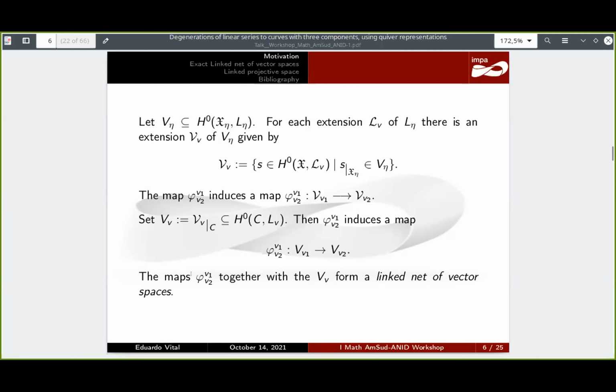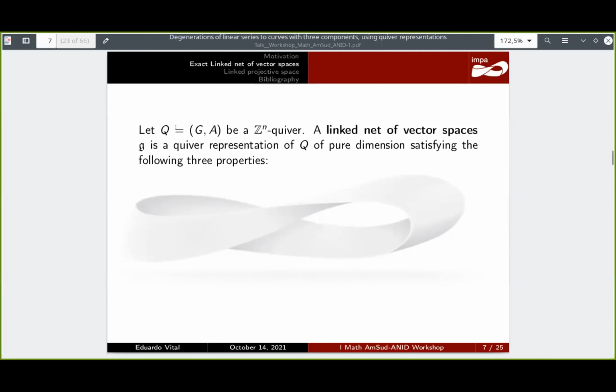Then the maps phi from V1 to V2, and the vector spaces, form a linked net of vector spaces, which is more general. Here we define a linked net of vector spaces. Let Q be a Zn quiver. A linked net of vector spaces, which we denote by G, is a quiver representation of this quiver Q with pure dimension satisfying the following three properties.